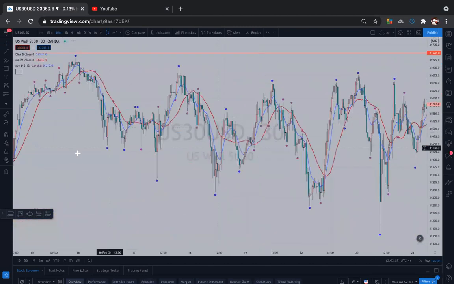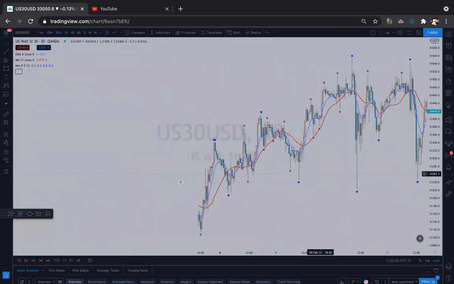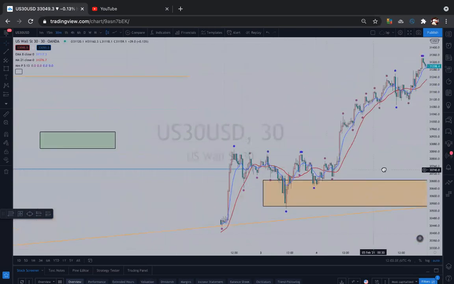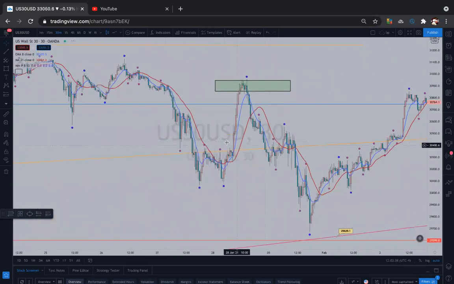I'm only wanting to take advantage of the market where I'm more probable. You know what I mean? Like where my edge is. That's why when they talk about edge, that's what they're talking about. You know what I'm saying?